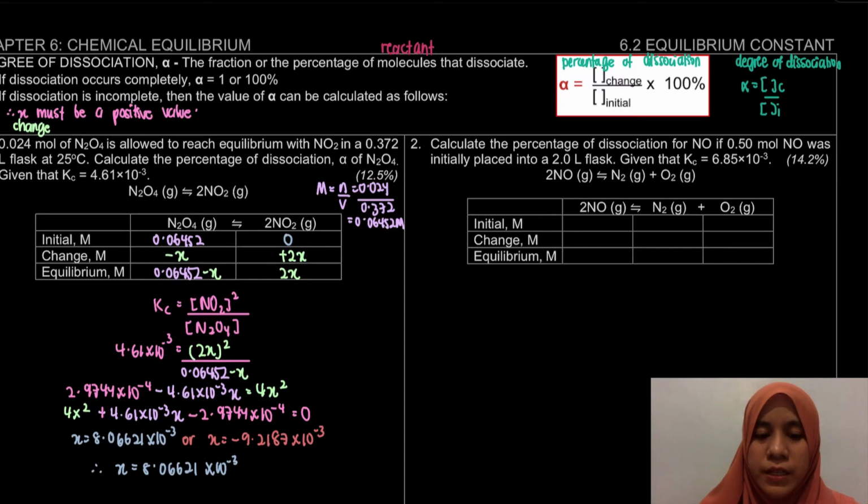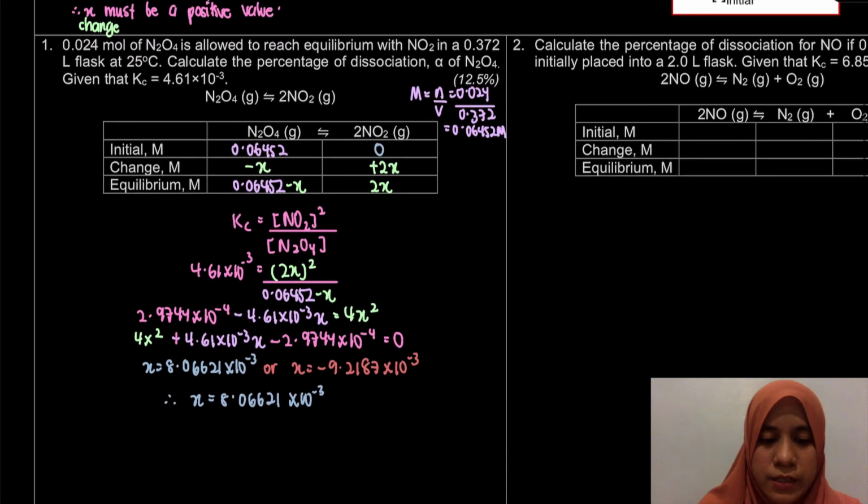Okay, so from here, we know X is our change. The minus here doesn't mean the value is negative. The minus means the concentration will decrease by this value. So, this is our X. So our change is this value, in M.